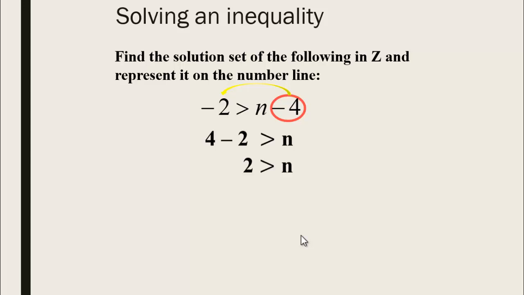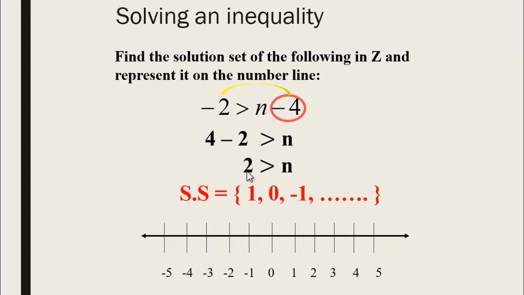What does this mean? This means that my solution set is going to contain all the numbers which are less than 2. What are the integers which are less than 2? 1, 0, -1, and so on. When I represent the solution set on the number line, I am going to plot first the 1, which is the first element in my solution set, and then this line is telling me that I have 1 and all the other integers which are less than 1.